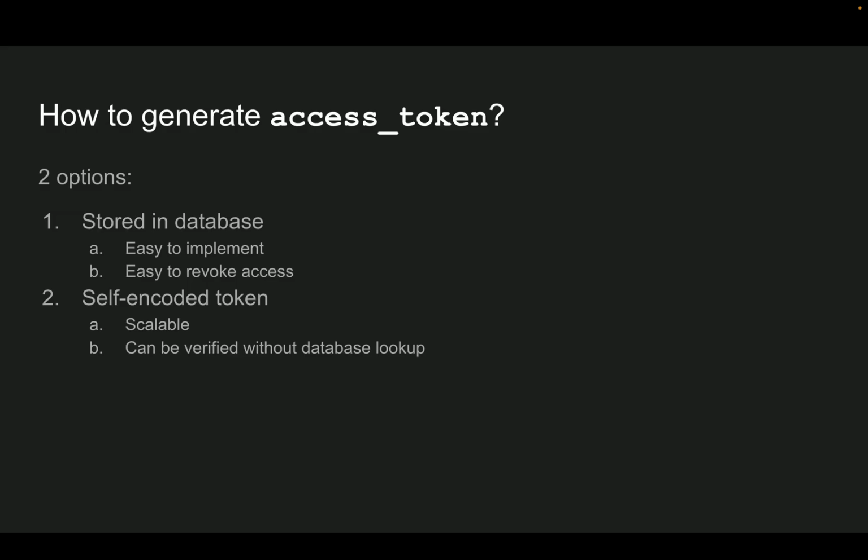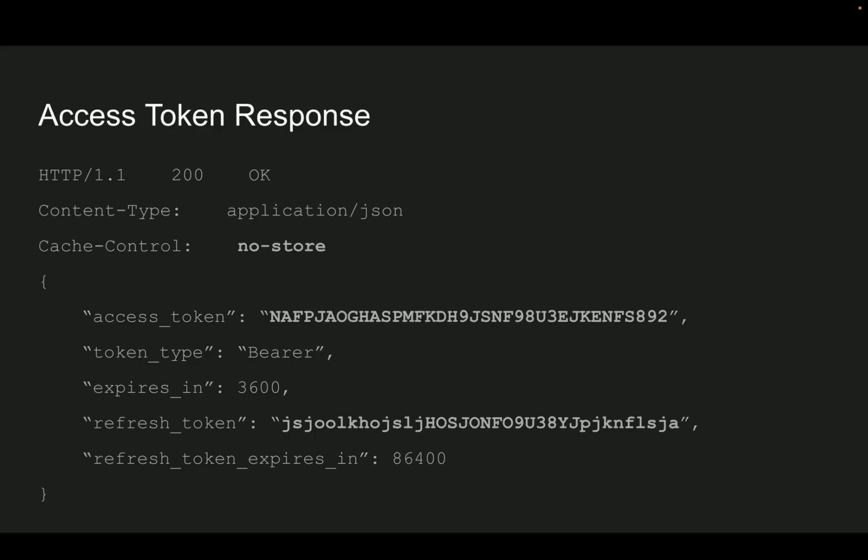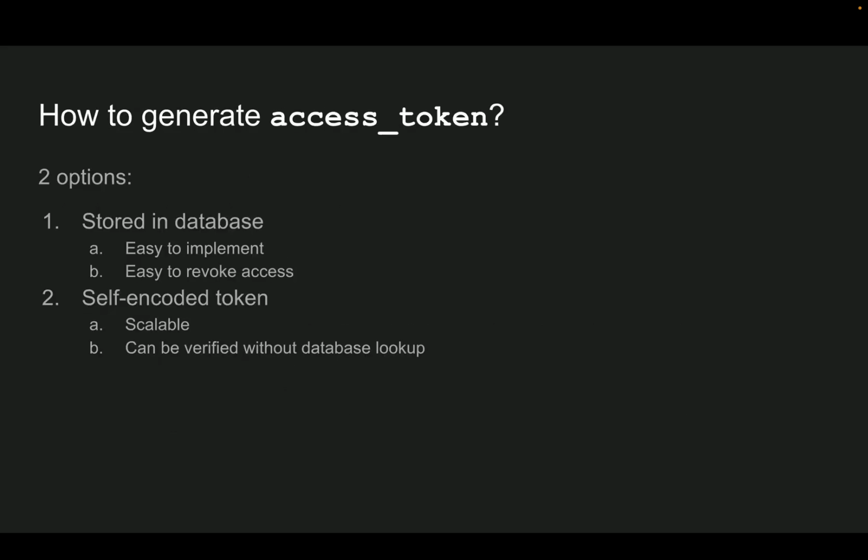The second approach is a self-encoded token. All the information is inside this string. There is a way to decode this string, and then the client application or the resource server is able to get all the information which is in the access token. So we don't need to store that in the database. The access token can be verified without any database lookup, because all the information is inside that token.